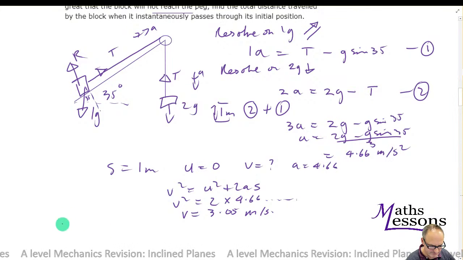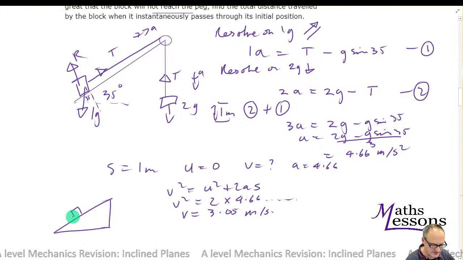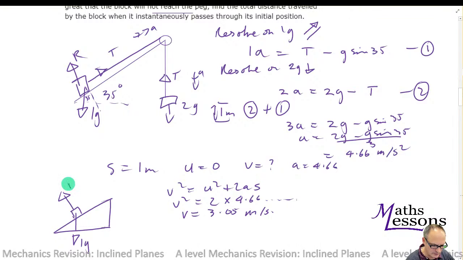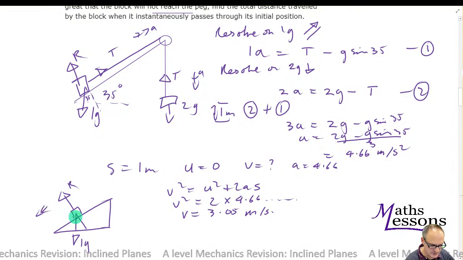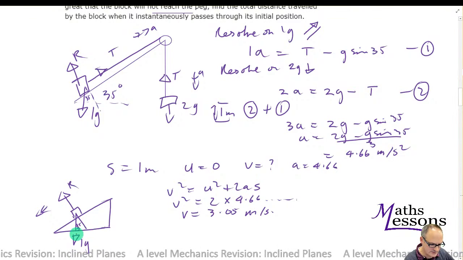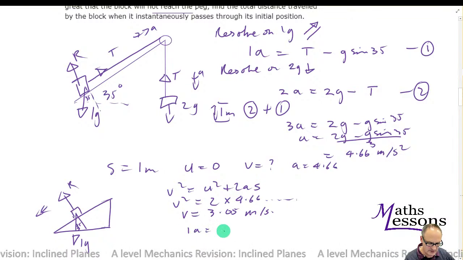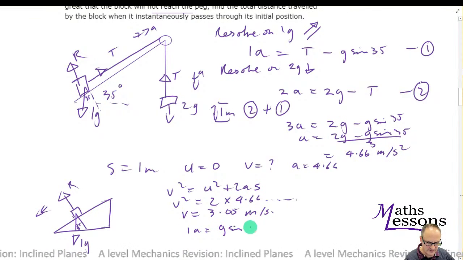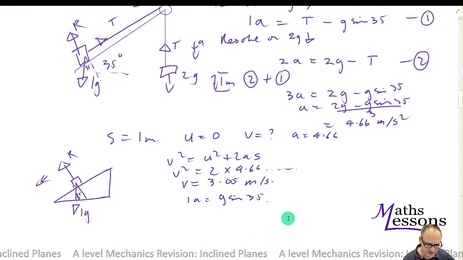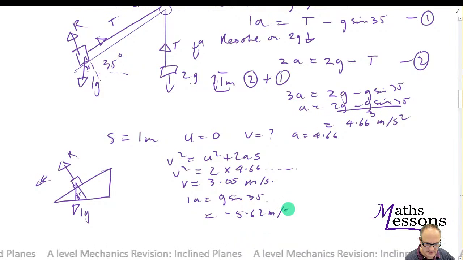So let's just think about this. Actually, let's do the resultant. Let's find the acceleration first on this block, because it's now got no tension in the string. It's just got the 1g acting downwards and the normal reaction here. So all the acceleration is going to be that way, and it's going to be given by 1g sine 35. So 1a will equal g sine 35, so a now will equal minus 5.62 meters per second squared.